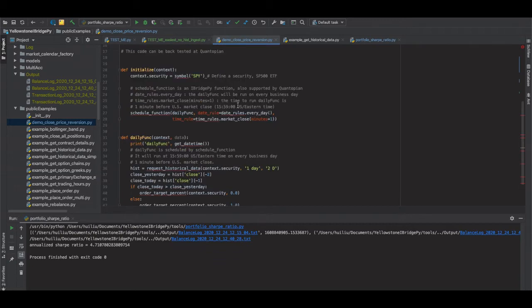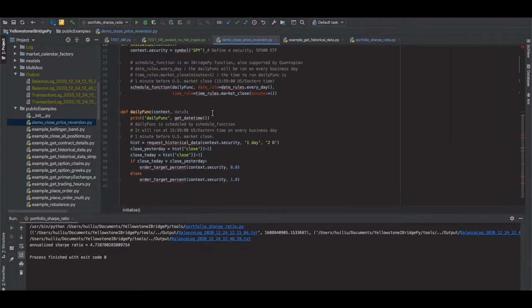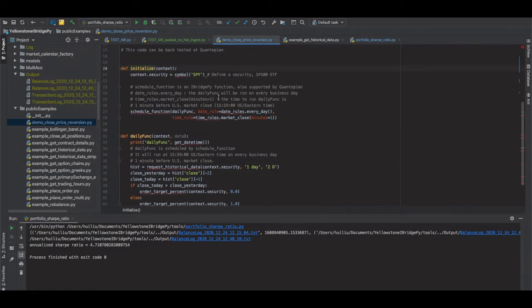This strategy is here. There are two basic functions. One is initialize. In this function, we define shared variables in IBridgePy. So we have a variable called context.security to define the security, whose ticker is SPY, an ETF that tracks the S&P 500 index. We use SPY as a demo.